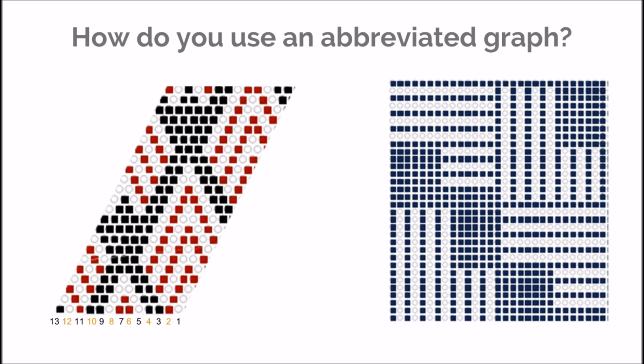But just for an example, let's say you wanted to repeat this pattern 10 times. You would take the number of stitches it takes to get from right to left of this abbreviated graph, which is 13, and you would multiply that by 10, which would give you a total of 130 stitches. So from that, you know that in your foundation chain, you need to have 130 stitches. So let's say you just completed that foundation chain of 130 stitches.